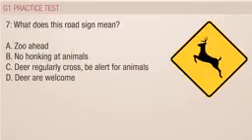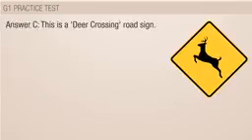Question 7. What does this road sign mean? A. Zoo ahead. B. No honking at animals. C. Deer regularly cross, be alert for animals. D. Deer are welcome. Answer C. This is a deer crossing road sign.